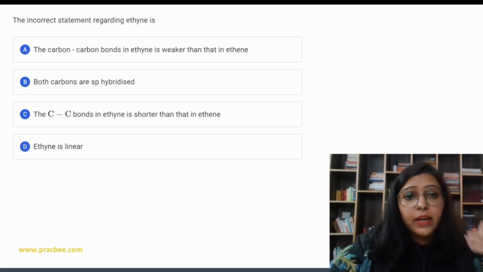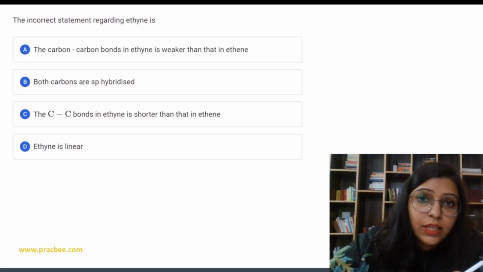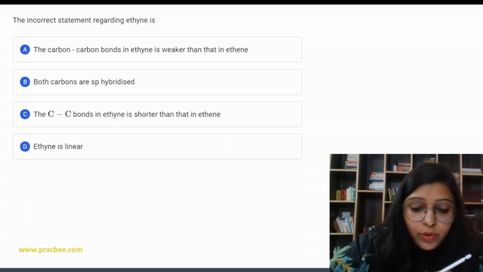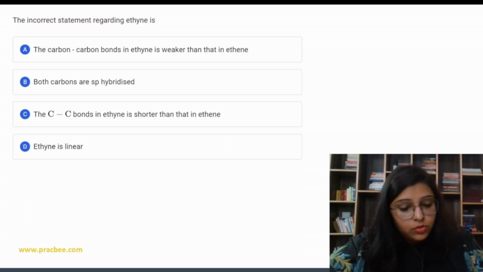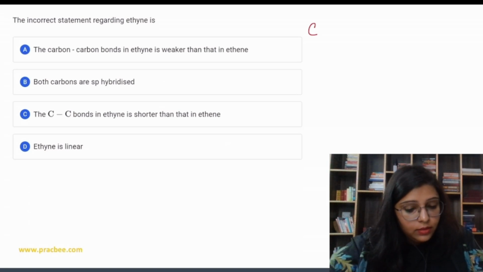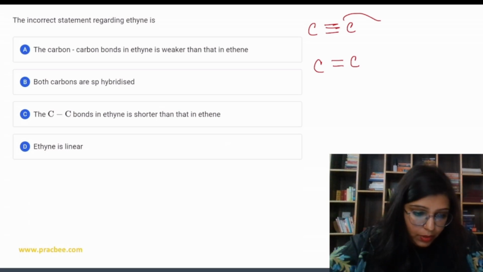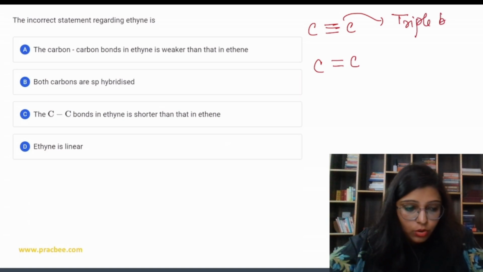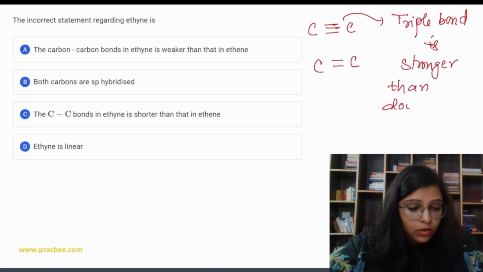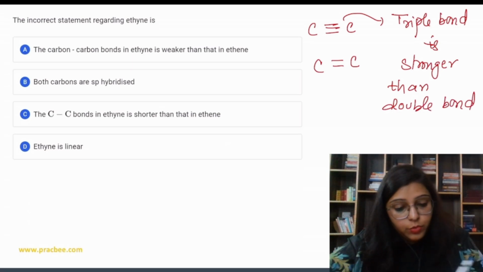The incorrect statement regarding ethyne: the carbon-carbon bond in ethyne is weaker than in ethene. So you have to find out the incorrect option. In ethyne we have a triple bond, and in ethene we have a double bond. The option says the carbon-carbon bond in ethyne is weaker. No, it's a triple bond. A triple bond is always stronger than a double bond. So we can say option A is incorrect.